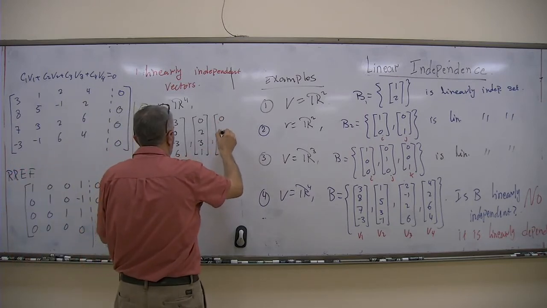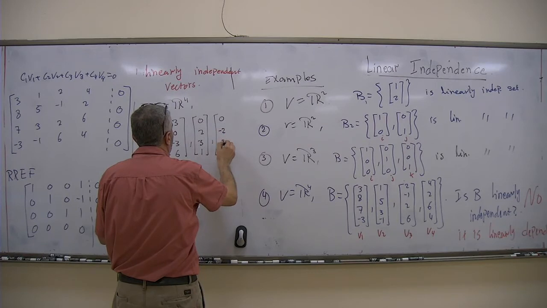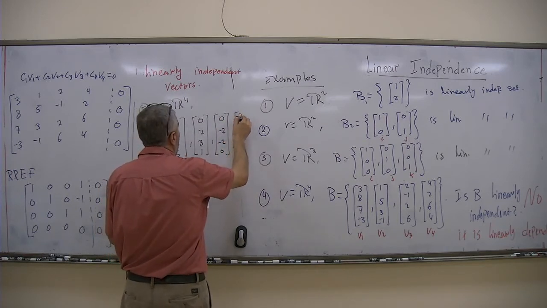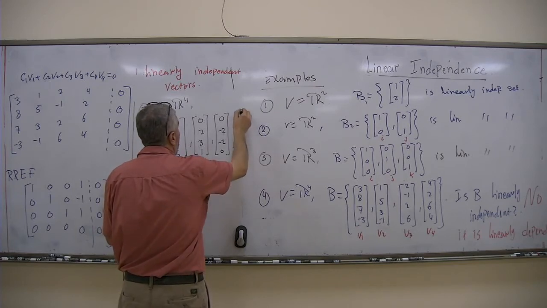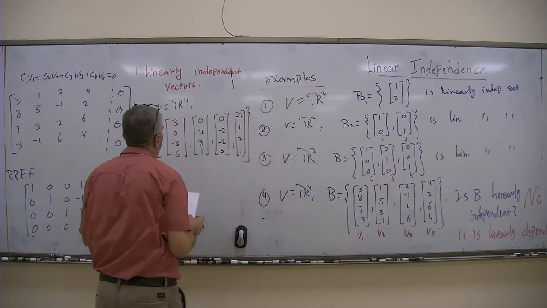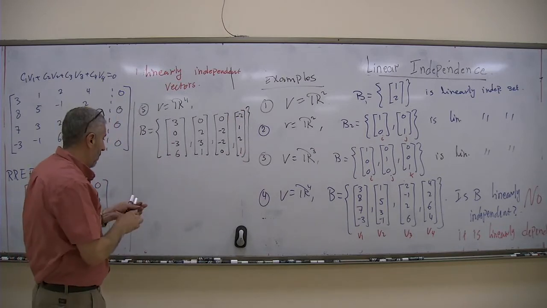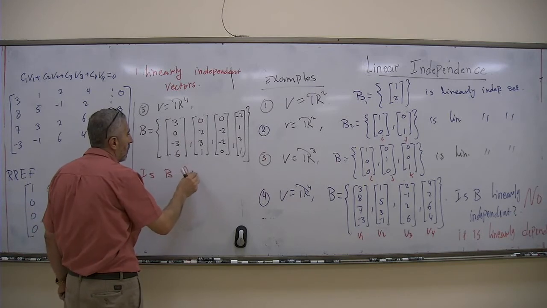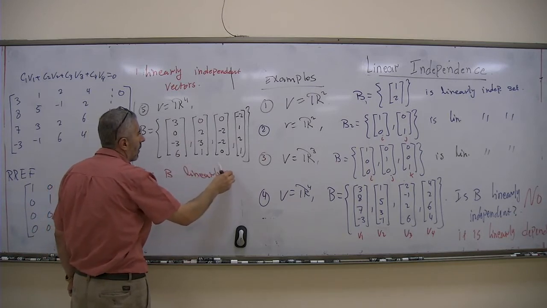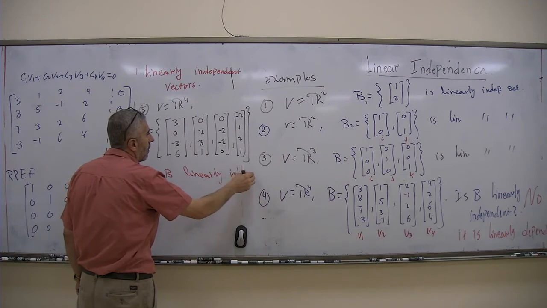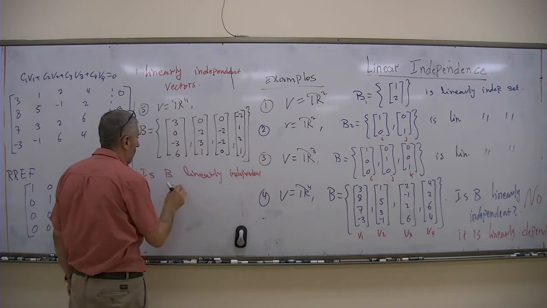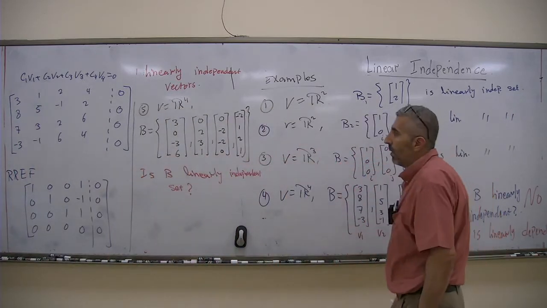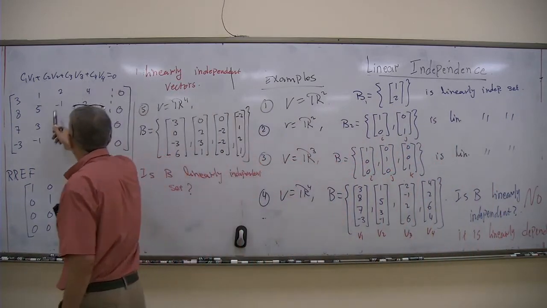Zero, negative 2, negative 2, 0, and negative 2, 1, 2, 1. Is B a linearly independent set? Well, as we did here, you have to write a system and solve that.